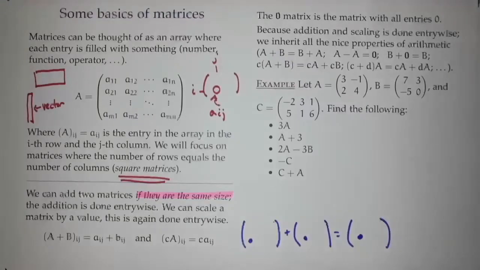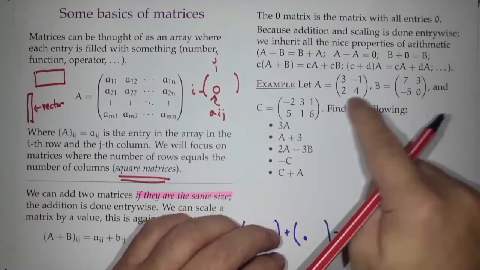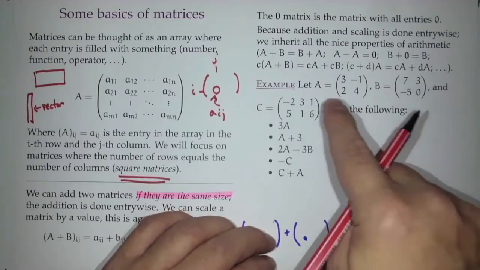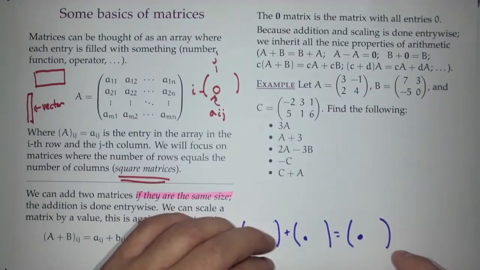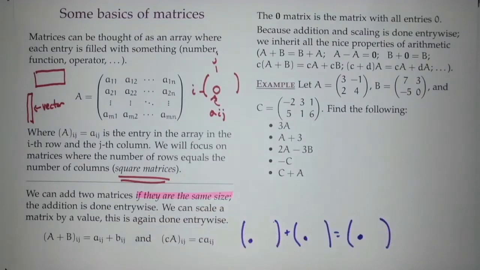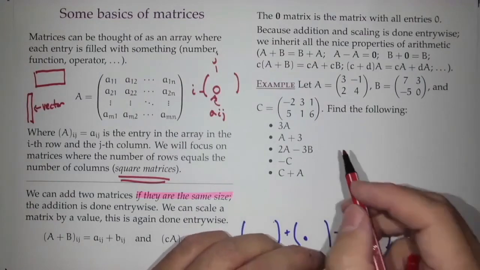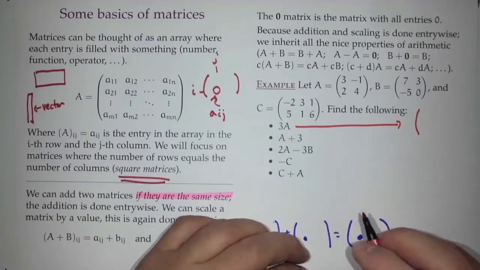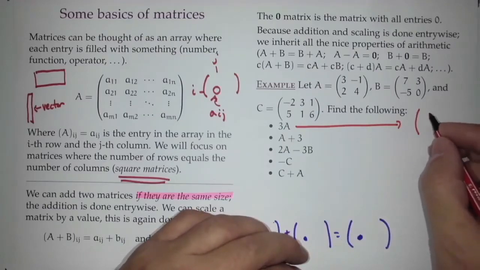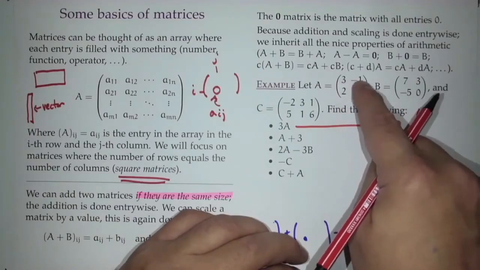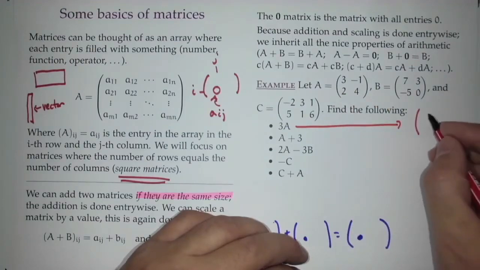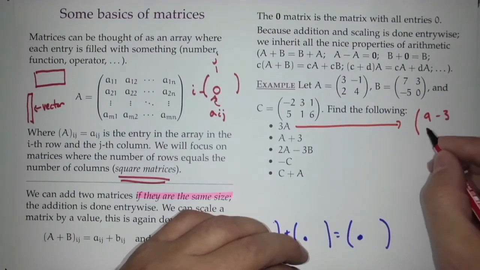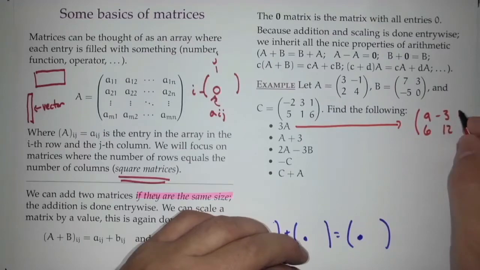All right, so let's practice. How about this example? We have 3 matrices, A, B, and C. We're going to find some things. So here we're scaling, we're adding, maybe we're doing both. 3 times A. What would that look like? Yes, you just multiply every entry by 3. 9, negative 3, 6, 12. Great.